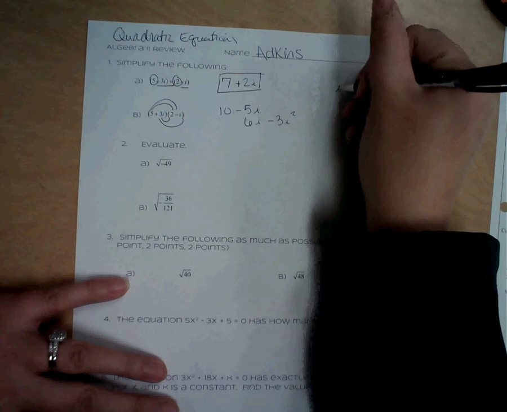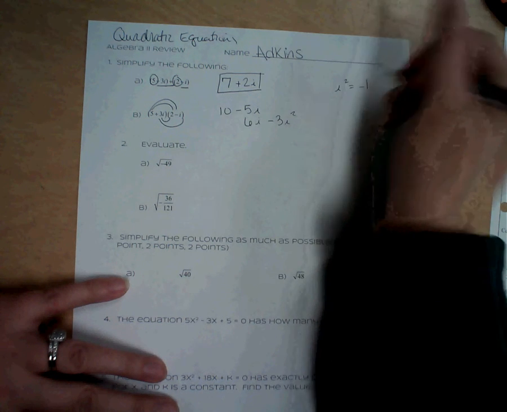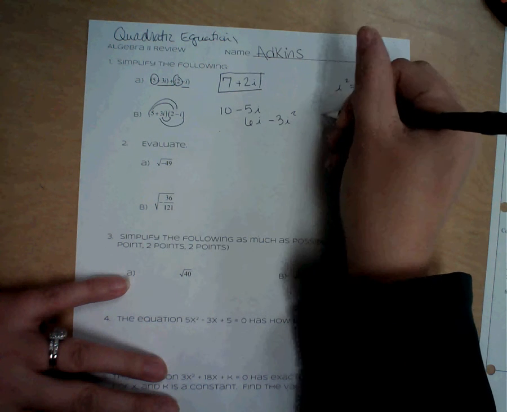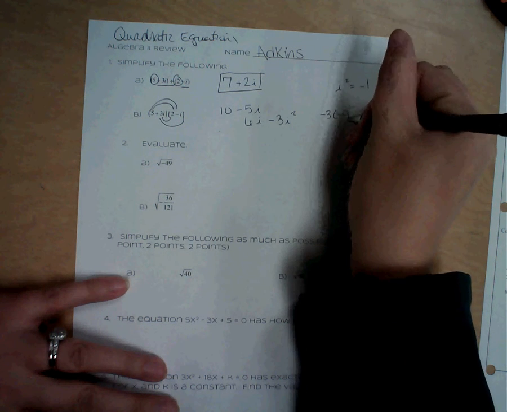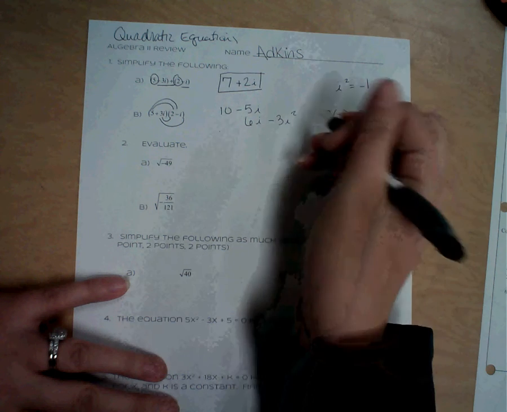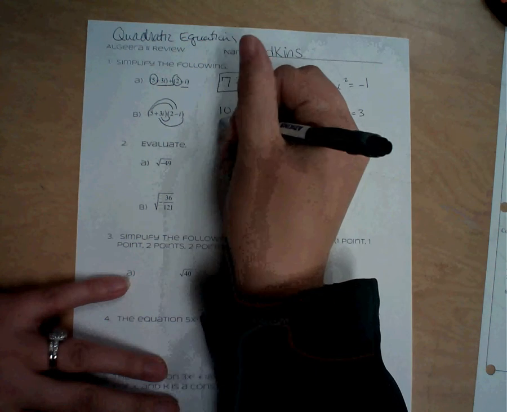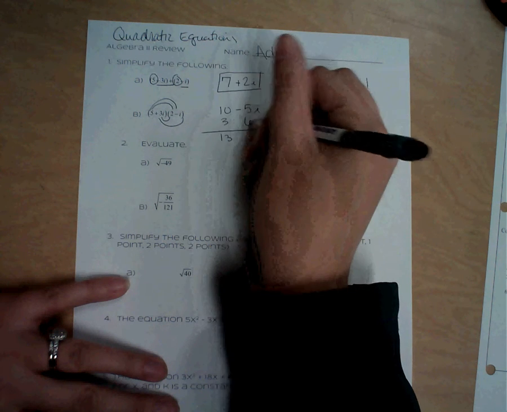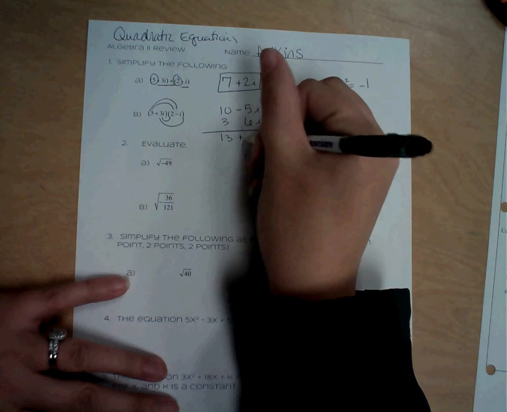Now I know that i squared is equal to negative 1. So negative 3i squared is the same as negative 3 times negative 1, which is a positive 3. So I'm going to replace that with a positive 3 right here. So 10 plus 3 is 13. Negative 5i plus 6i is a positive i.